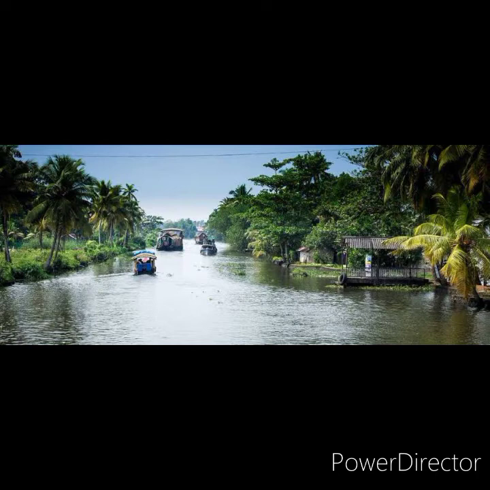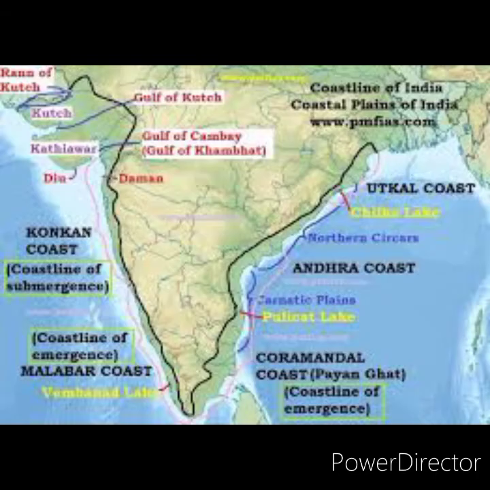Fine children, so this is all about the Konkan coast and Malabar coast. Now let's talk about the eastern coastal plains. Now the eastern coastal plains, children, they lie between the Eastern Ghats and the Bay of Bengal. Rainfall is quite low in this region. You can see Mahanadi, Godavari, Krishna and Kaveri rivers flowing from the deltas.